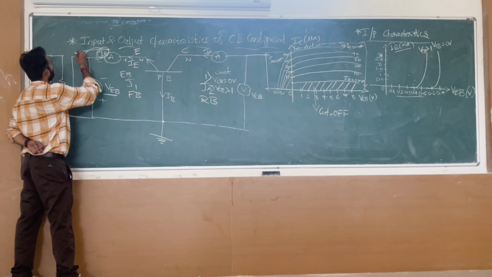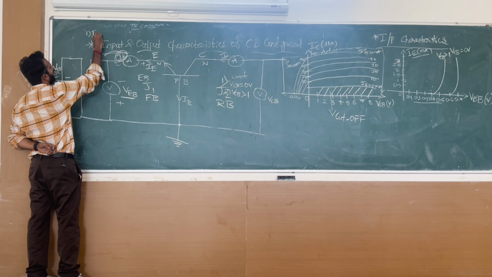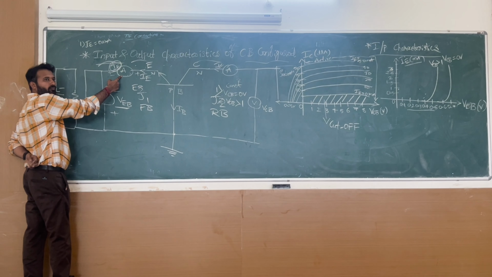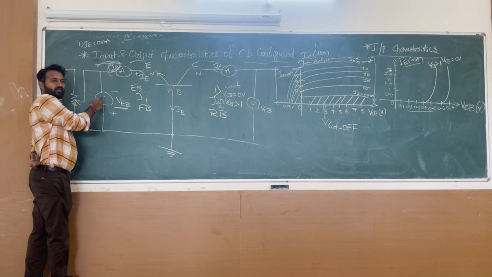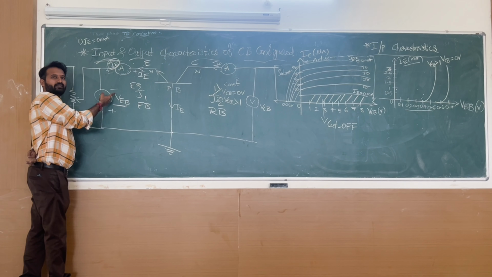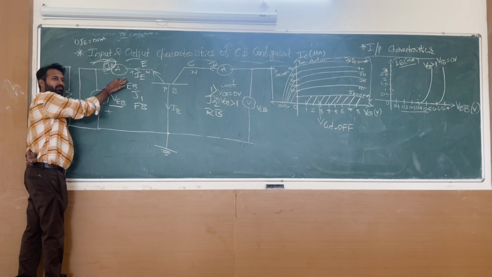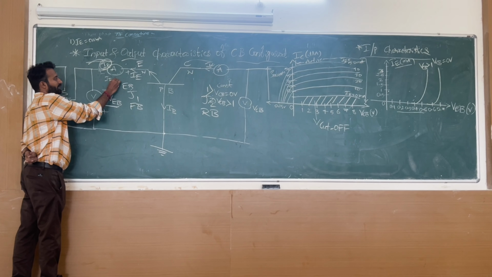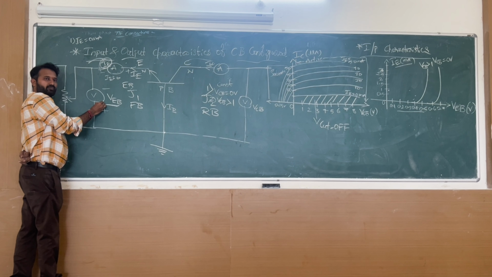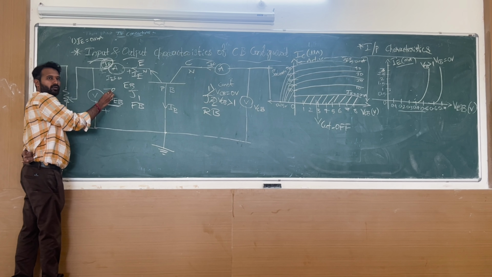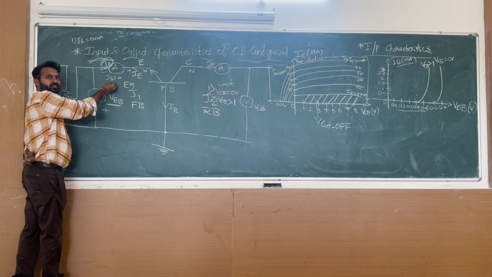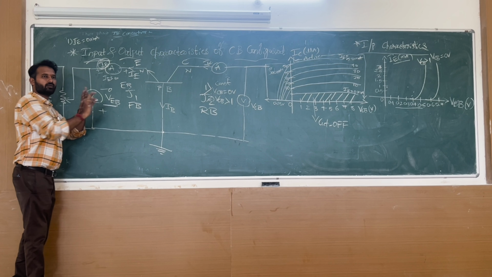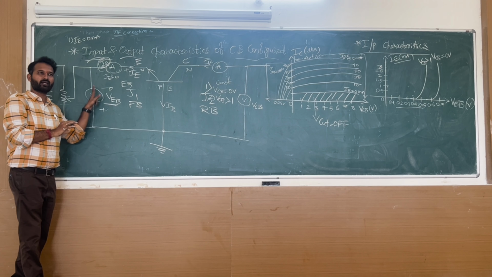But in this case, what do you do? First case, focus here. IE is equal to 0 milliamp. You are keeping the input parameter constant. Say yes or no? We are keeping the input parameter constant. If I want to make IE equal to 0 in my first case, then VEB will be 0 only. If it is 0, this will be 0. Fixed value.